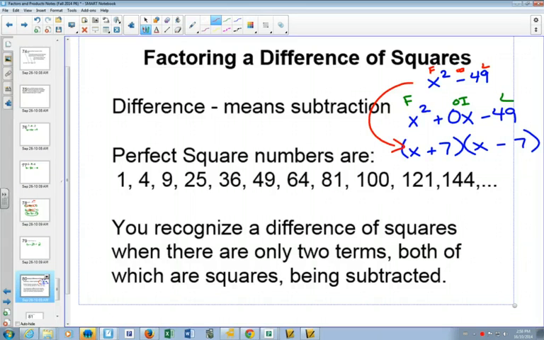And it's called a difference of squares because difference means subtraction. There's a subtraction in between. And both the first number and the last number are perfect squares. 49 is 7 times 7, and x squared is x times x.